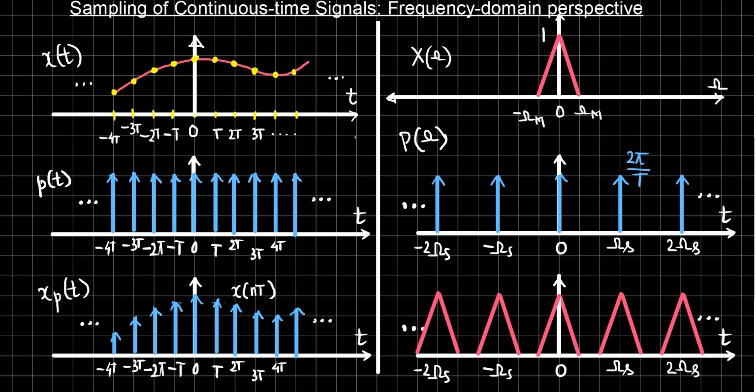You can see what has happened here. The original signal is getting replicated at integer multiples of the fundamental frequency, that is the sampling frequency omega s, just because this P of omega has the impulse sequence, and any signal that is convolved with an impulse is going to give you the same signal at the location of the impulse. That's what we have obtained here. And this new signal is the Fourier domain representation of this Xp of omega. So this is going to be Xp of omega.